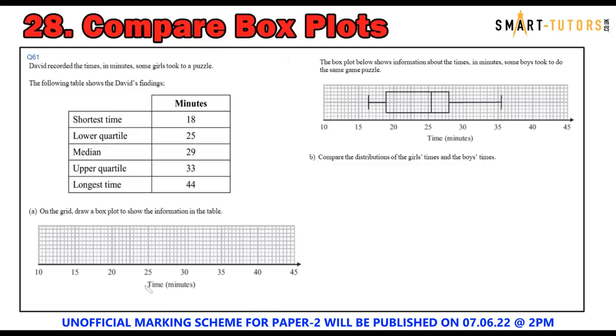So I'm going to be using my straight line tool. Lower quartile is 25, so a line through the 25. And after that, upper quartile is 33. 10 boxes is 5, so 2 boxes is 1, so 25, 26, 27, 28. So this is 30. So 33 means 31, 32 and 33.